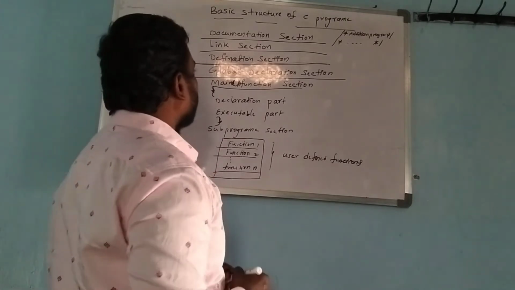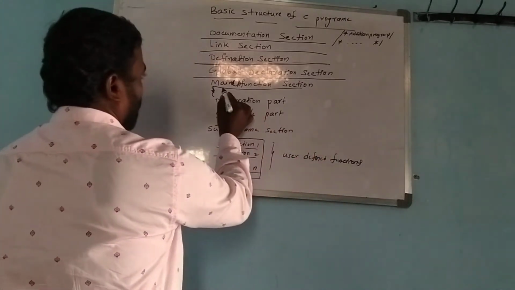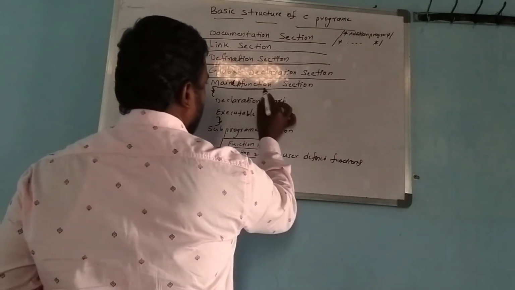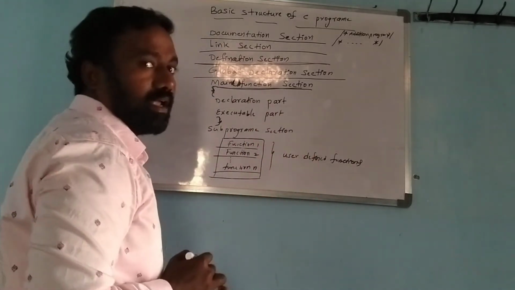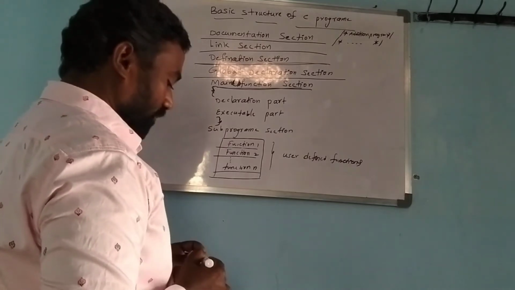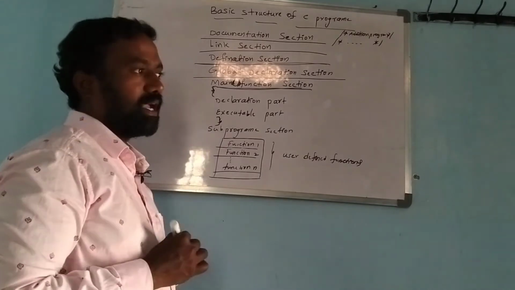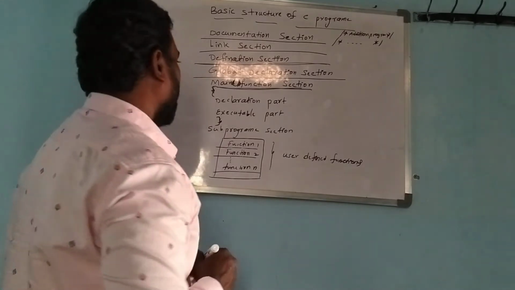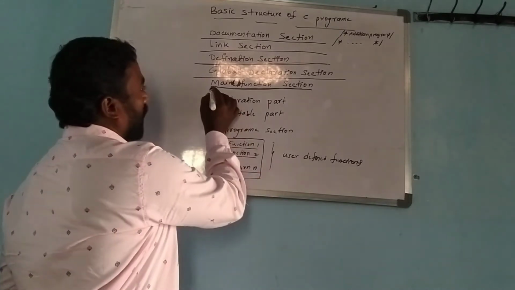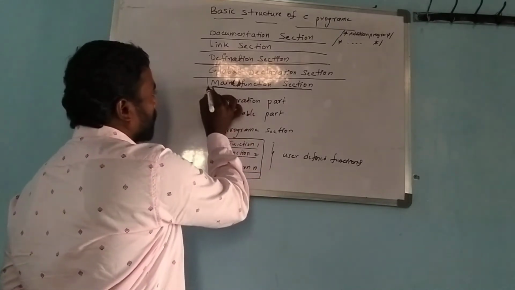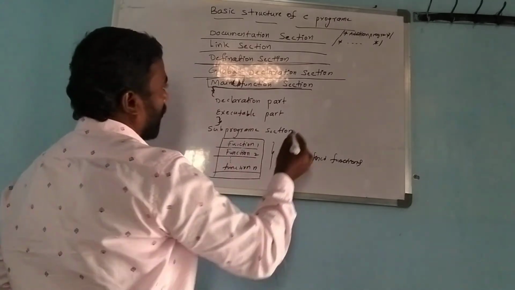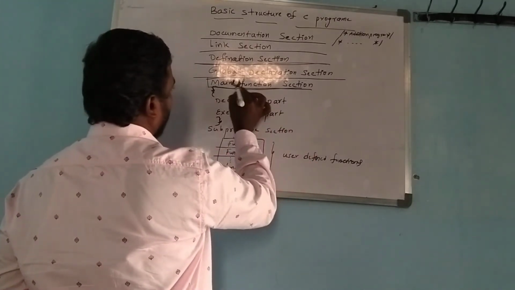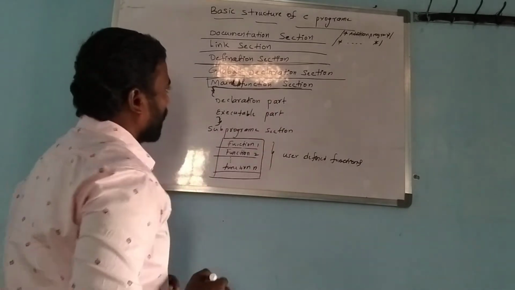So the C program is executed from this main function only, right? This is the main function where our C program execution starts. The program execution starts from this main function only, okay. So what is the main function? See here, open parenthesis and close parenthesis.